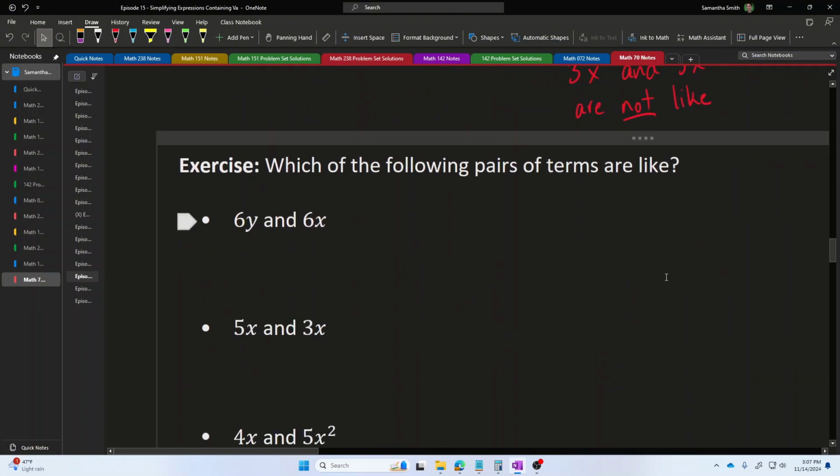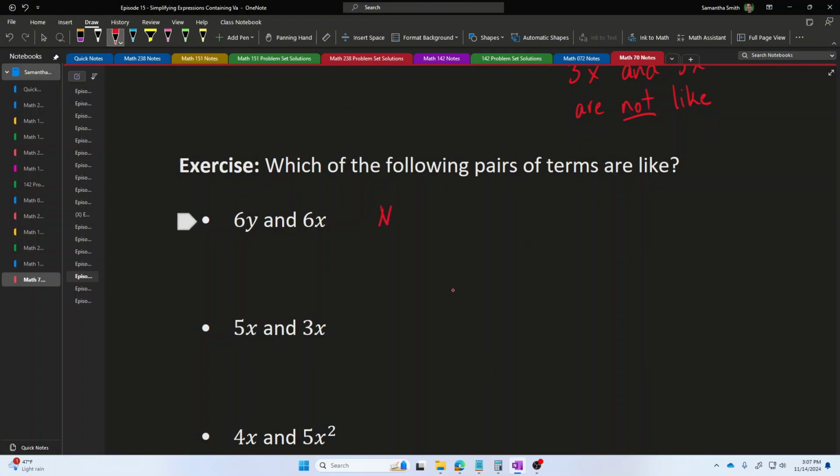Let's get a little bit of extra practice identifying like terms versus terms that are not like. If I had 6 times y and 6 times x, are these two terms like? These terms are not like, because even though the numbers in front match, the thing that we need to match is the stuff in the back, the variable part. Here I have a pile of 6 copies of y. Here I have a pile of 6 copies of x. So these are not piles of exactly the same object, a pile of y's and a pile of x's.